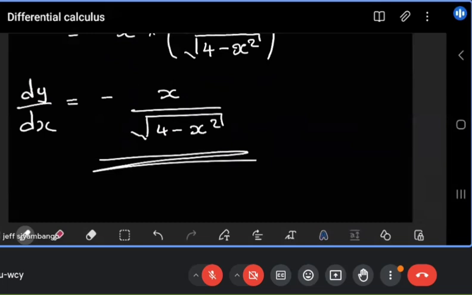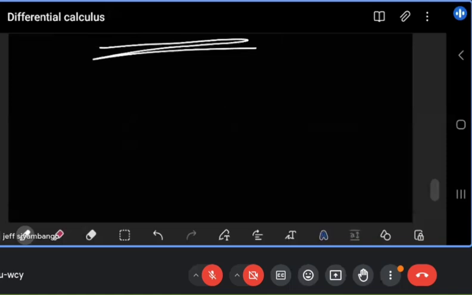Again, implicitly just means without trying to make y the subject of the formula, just differentiating things the way they are. Is it possible? Let's try. x squared plus y squared. This was equal to 4.